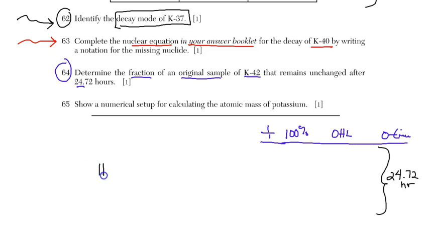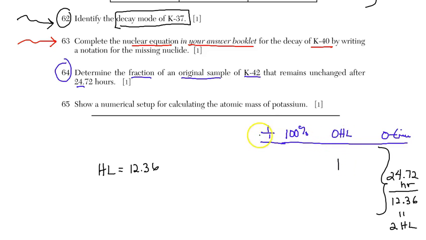So if my half-life is equal to 12.36, that's the amount of time for each halving, and the total time is 24.72. I'm going to divide by 12.36. The total time is 24.72 and each halving is 12.36. You can see that when I divide, I get 2 half-lives. 2 halvings have occurred.